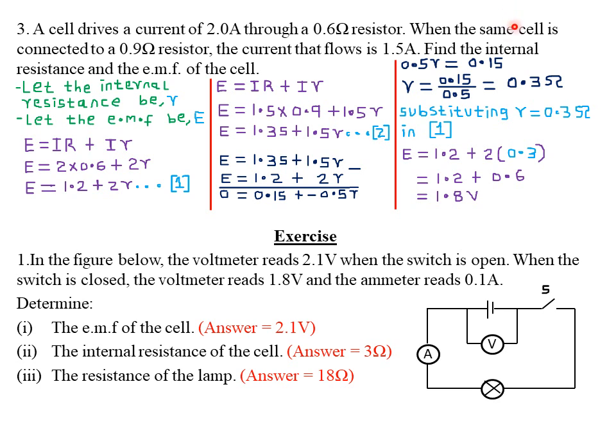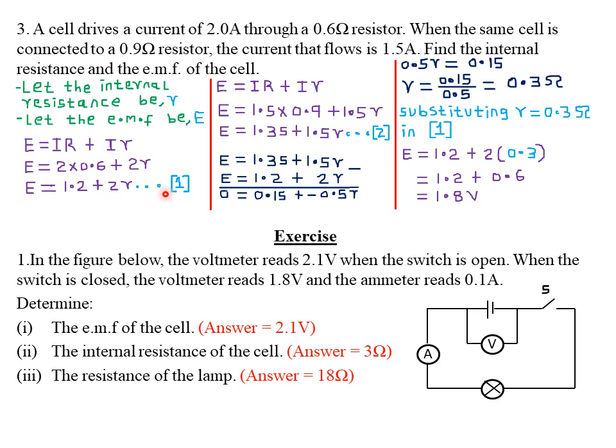Because they are using the same cell, the value of the EMF for the first case is equal to the EMF for the second case. Also, the internal resistance for the first case is equal to the internal resistance for the second case, because they are talking of the same cell. Remember, the same cell will have the same EMF, and the same internal resistance. So because E and R are the same for the first case and for the second case, it simply means that we are dealing with simultaneous equations.